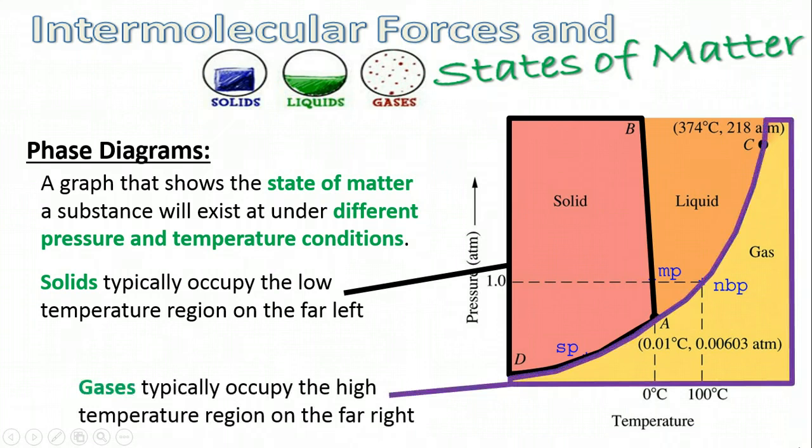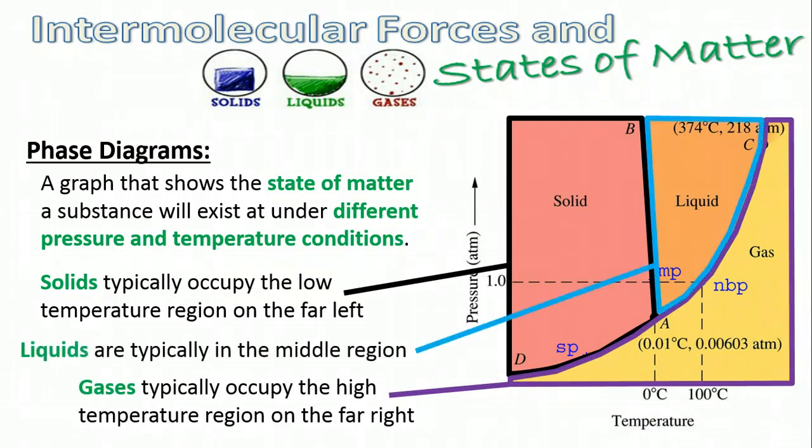For the same reasons, gases typically occupy the high temperature region on the far right, and liquids will typically occupy the middle region between the two. It's important to know where these sections lie because they're not always labeled for you on the graph.